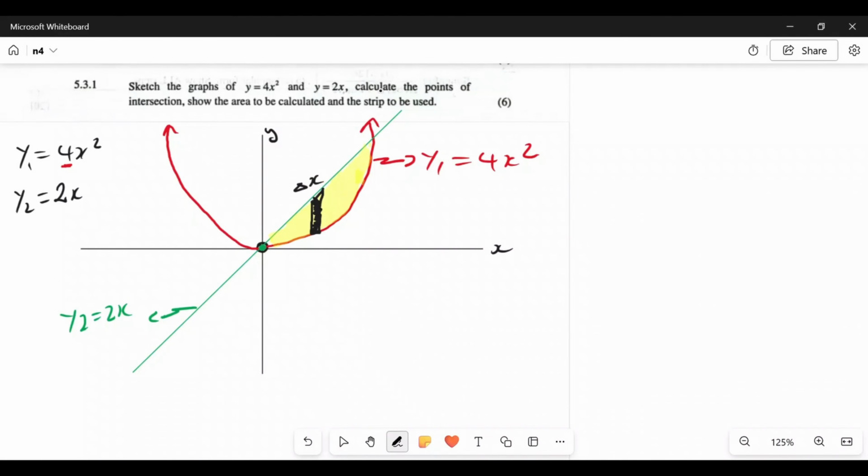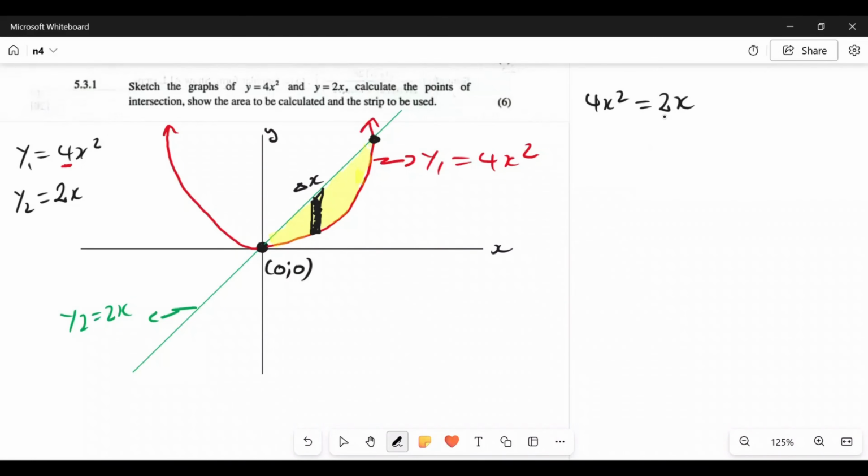But let's not forget, they also want us to calculate the points of intersection. Now, the points of intersection that they're talking about are these points here, that one and the origin. As for the origin, it's 0, 0. Even if you don't calculate, this is 0, 0. The one that we need to find is the one here on top. As you can see, both of these graphs equal y. So in order for us to find those points of intersection, we need to equate these two graphs. So if we equate them, we can say 4x squared is equal to 2x. There we go. And then we solve for x.